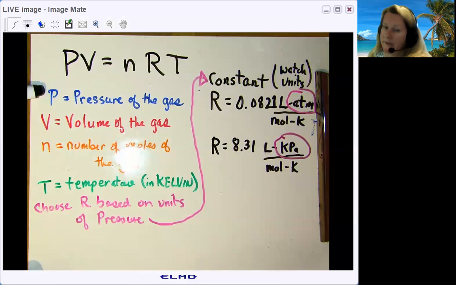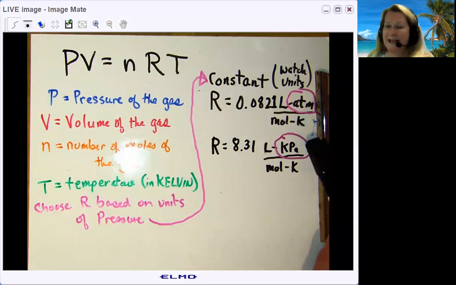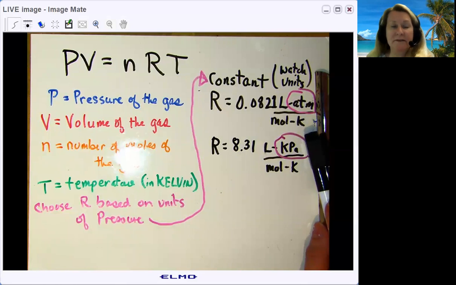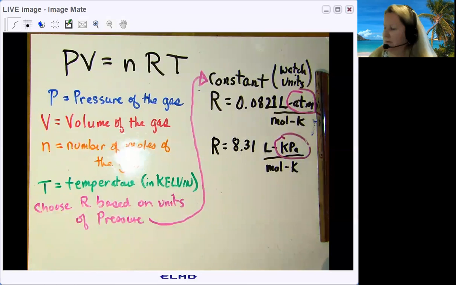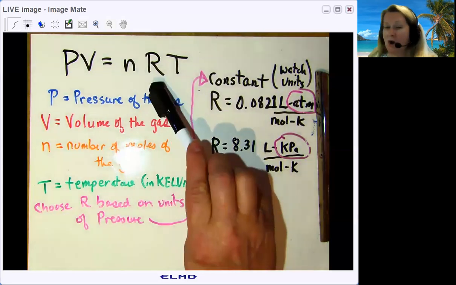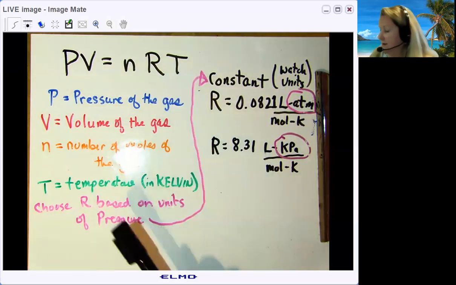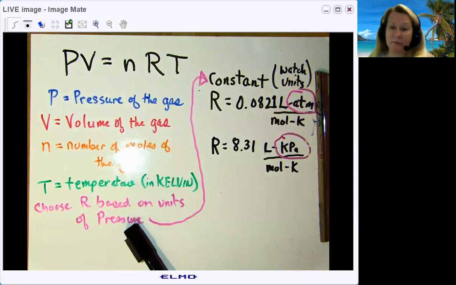P is the pressure of the gas. Usually you're going to see pressure in a couple of different kinds of units. The two most common are atmospheres or kilopascals. You might also see millimeters of mercury, which is the same thing as torr. Probably the most important thing to remember is that which value of R, the gas constant, you use depends on your units of pressure.